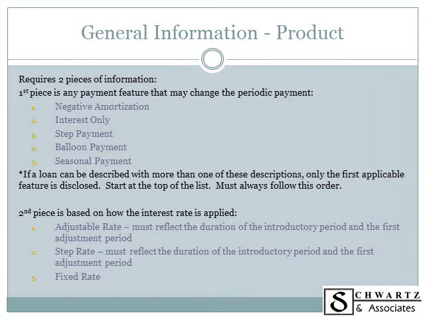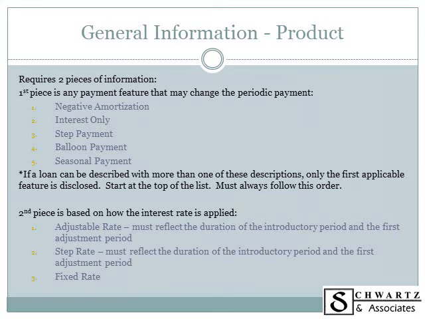Now we're going to talk about the product that's reflected on page 1. Similar to what we saw for the loan purpose, we have two lists. The loan product requires two pieces of information if they apply. The first piece is for any payment feature that can change the periodic payment of the loan, such as a negative amortization or an interest-only feature.